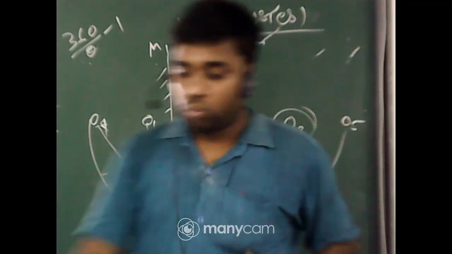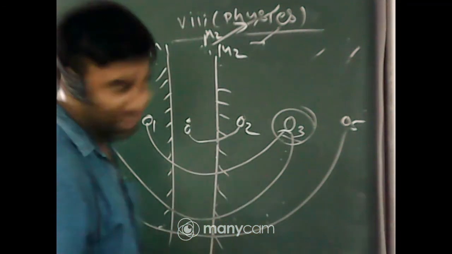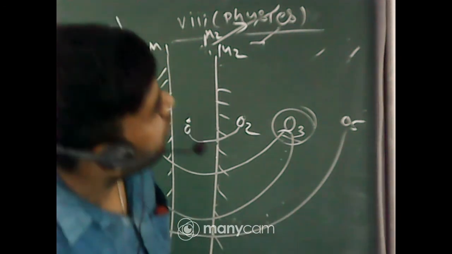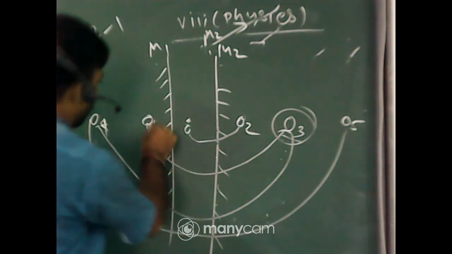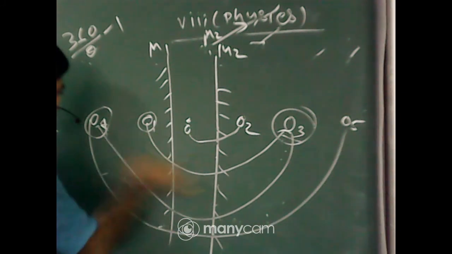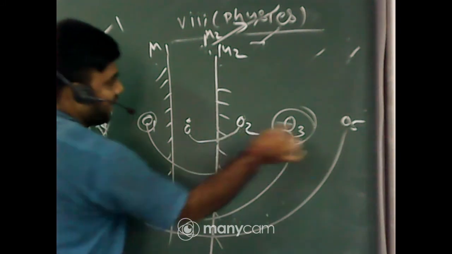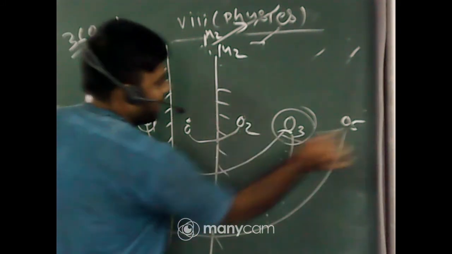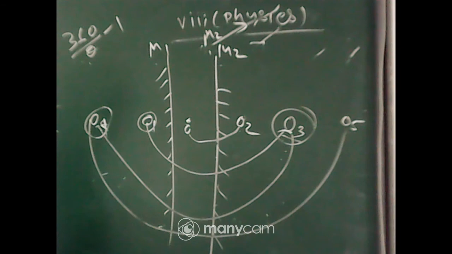And one thing, students, almost time is over. The intensity of O1 and O4 is not the same. The intensity of O1 is greater than O4, the intensity of O2 is greater than O3, and the intensity of O2 is greater than O5. Got it, everyone?